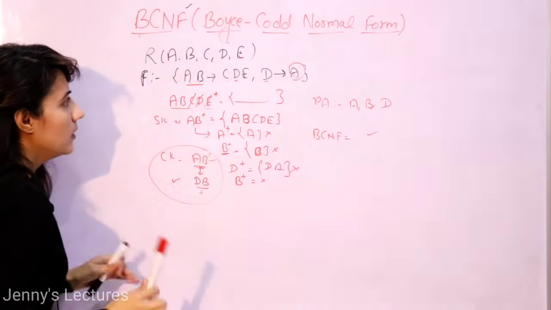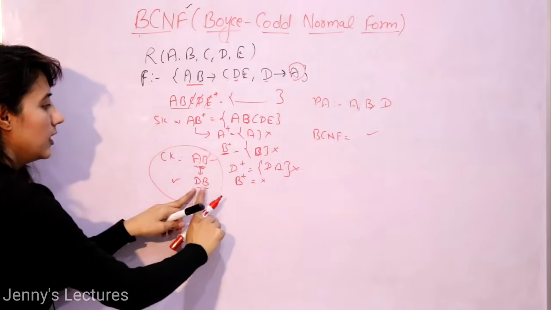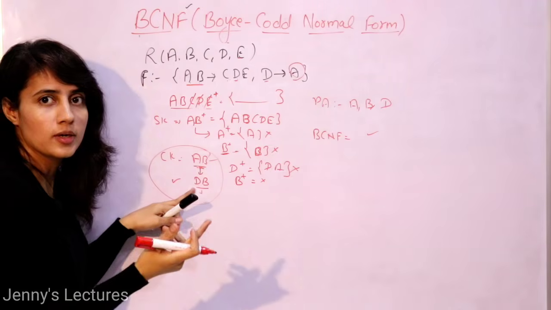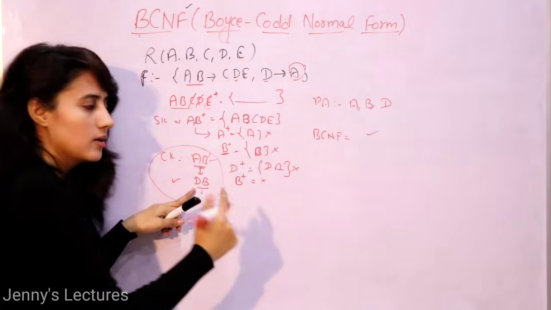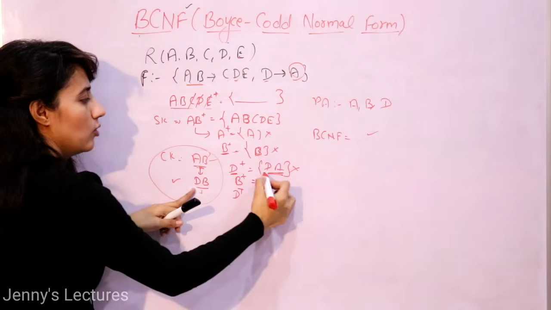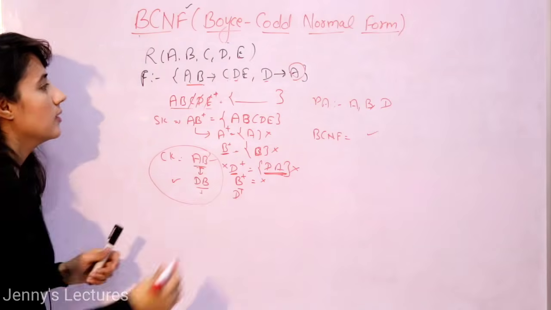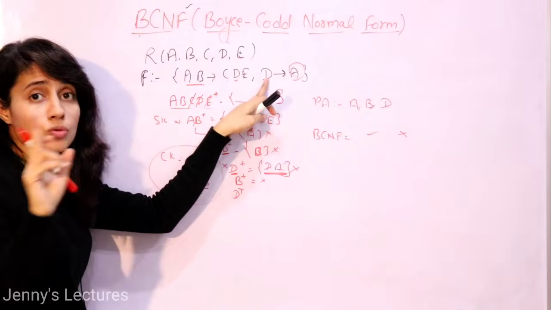Is D a super key? DB is a candidate key, right? So how can D alone be a super key? And if you still want to find out, then you can find the attribute closure of D. We have already discussed the attribute closure of D. It is only DA, not containing all the attributes, so D cannot be a super key. So now this is violating the property of BCNF because the left hand side is not a super key.